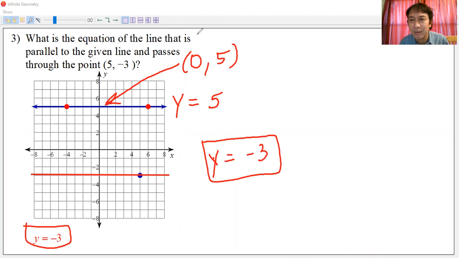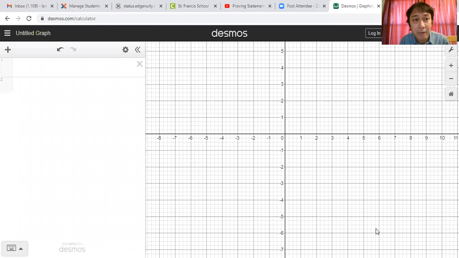So if lines are perfectly horizontal, it's y equal to a constant. I can show you some examples. Let's proceed to this screen. Let us see this graphing screen of Desmos.